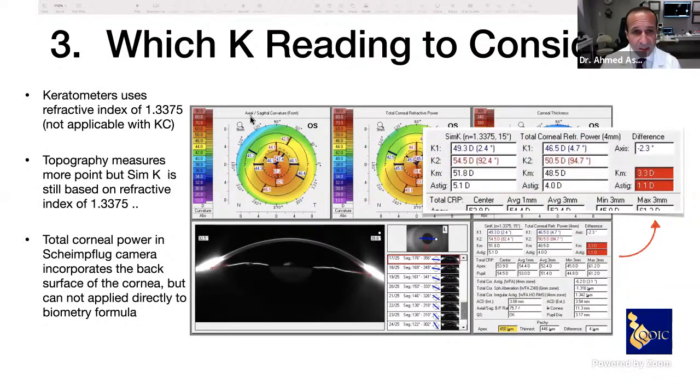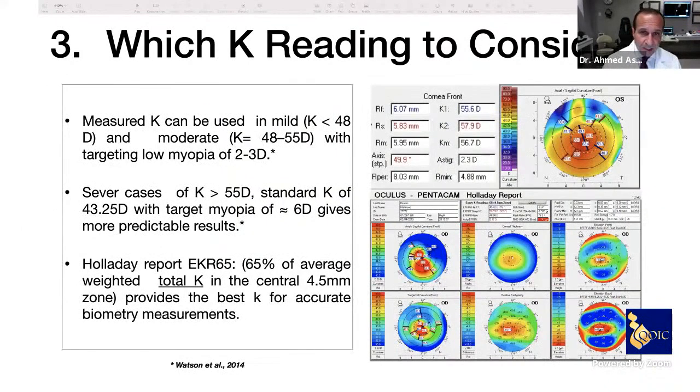As you can see, the difference between the axial or the anterior surface of the cornea and the total corneal power, you can see here the difference regarding the amount of the mean K reading as well as the astigmatism. However, we cannot apply these measurements directly to the biometric formula because the biometric formula is built based on the refractive index of 1.3375. So which K reading can we still consider? We can consider the measured K reading from the anterior corneal surface in mild cases and moderate cases of keratoconus, but still we have to target a low amount of myopia, around 2 to 3 diopters.